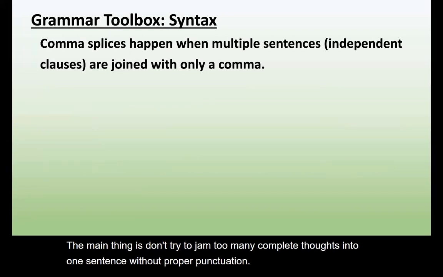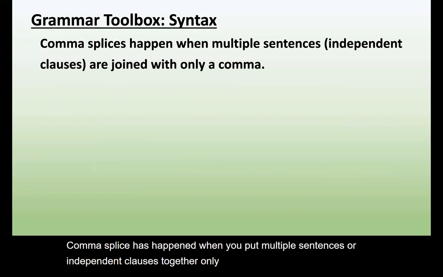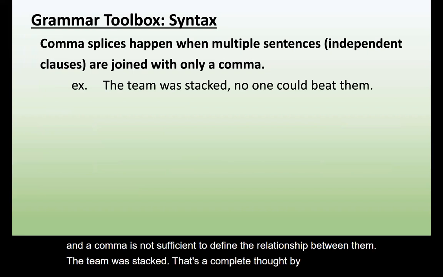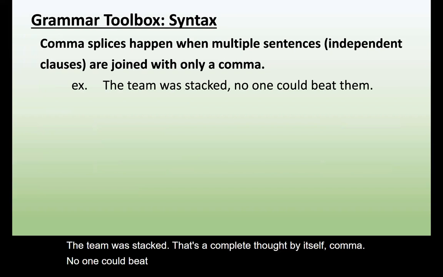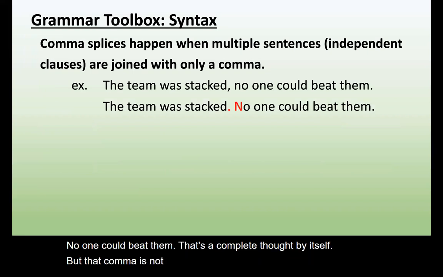Comma splices happen when you put multiple sentences or independent clauses together only with a comma, and a comma is not sufficient to define the relationship between them. The team was stacked. That's a complete thought by itself. Comma, no one could beat them. That's a complete thought by itself. But that comma is not enough to separate those two or to combine those two.